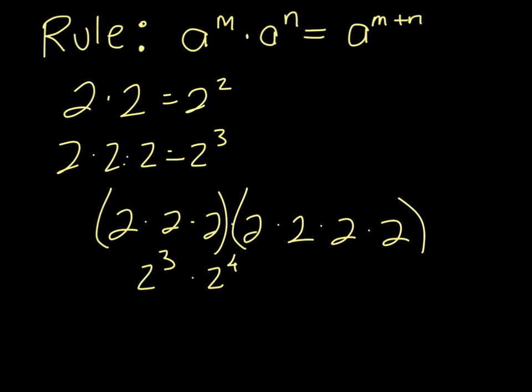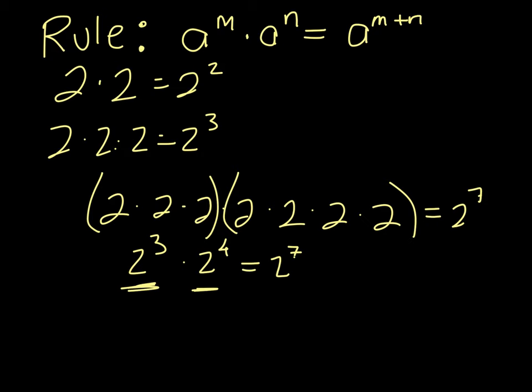Ultimately, we know that this original product could be written as 2 to the 7th power, because we have the product of 7 2's, 2 multiplied by itself 7 times. Well, we can shortcut that by noticing that the exponents here, 3 and 4, add up to that same total. It totally makes sense if you think about it: there were 7 2's, and this is representing 3 of the 2's and 4 more of the 2's. So this confirms our rule that a to the m times a to the n is equal to a to the m plus n.